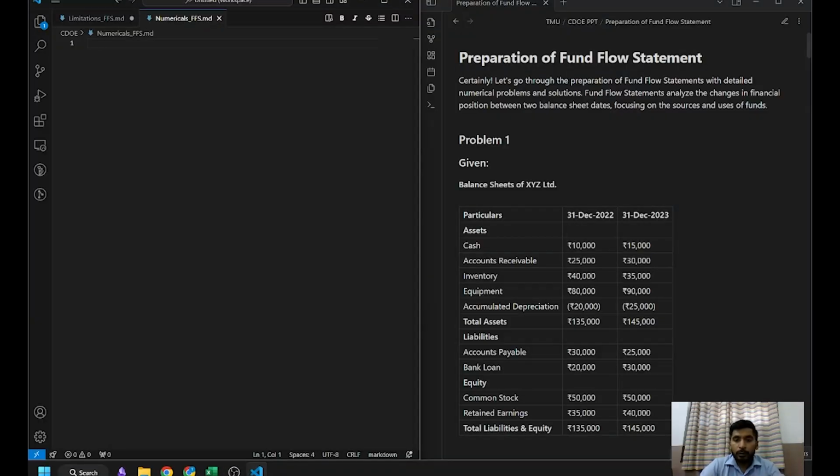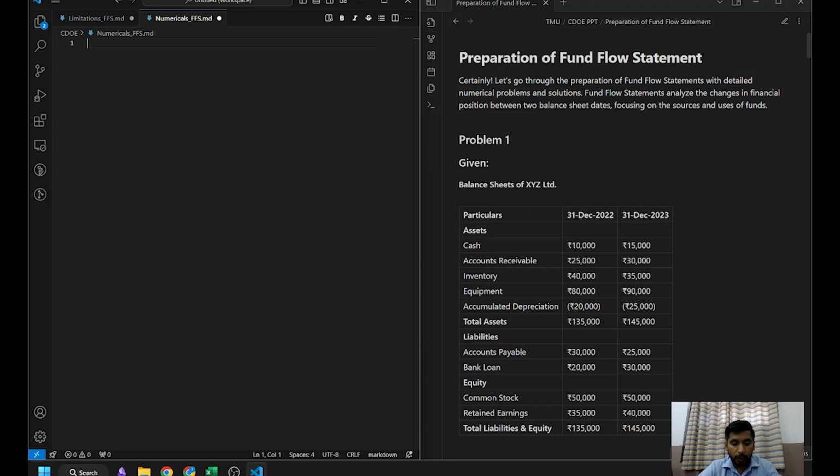In this video, we will be solving some numerical problems step by step for the fund flow statement. Let's go to the preparation of the fund flow statement with the detailed numerical problems and the solution. The fund flow statement analyzes the changes in the financial position between the two balance sheet dates, focusing on the sources and the uses of funds.